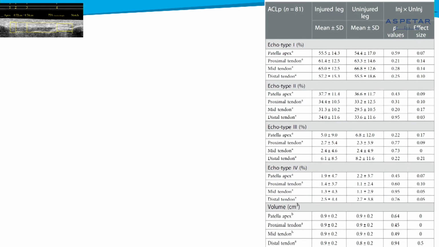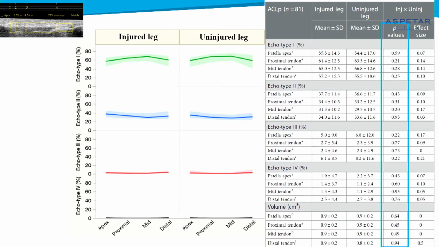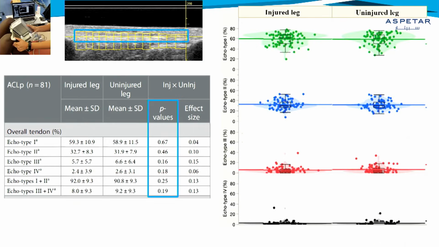But despite the weak quads and everything, there was no difference in echotype distribution between the injured and uninjured leg. Everything was similar in all parts of the tendon, including the overall tendon. So here you have all of them presented in similar patterns, despite some of them having an injury here and there.